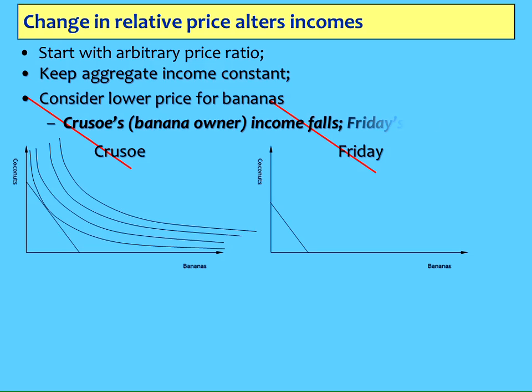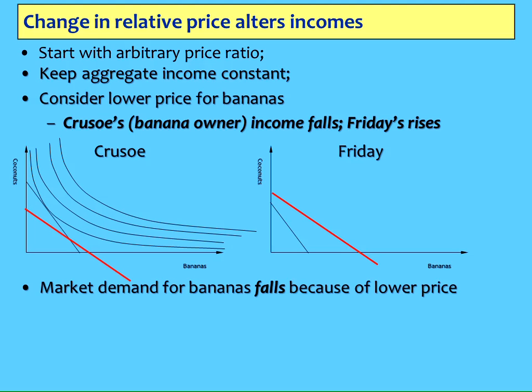But Crusoe owns the bananas, so his income's going to fall. And relatively, Friday's is going to rise. So when you take a look at it, what now happens when you consider this new ratio, that's what happened to Crusoe's income. But Friday's is increased. But there's no change in the absolute number of the two commodities on the island.